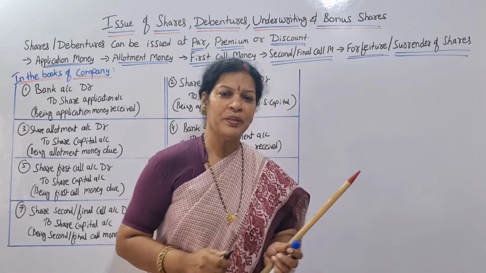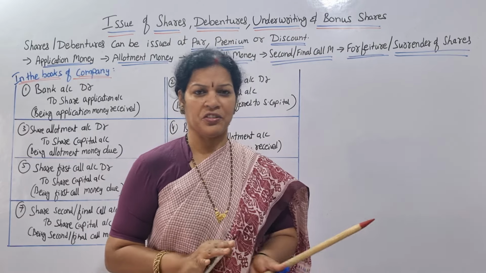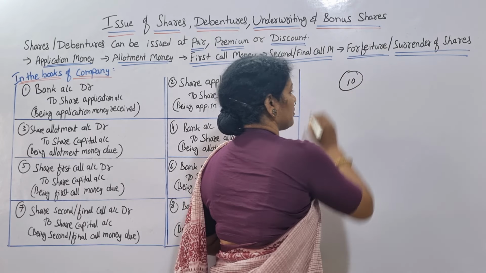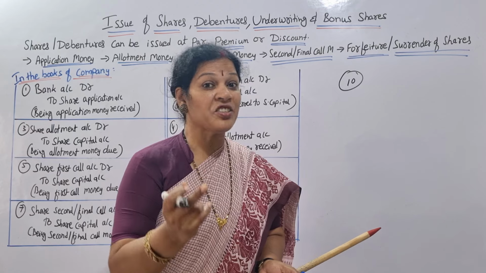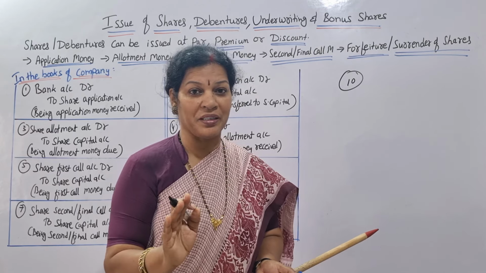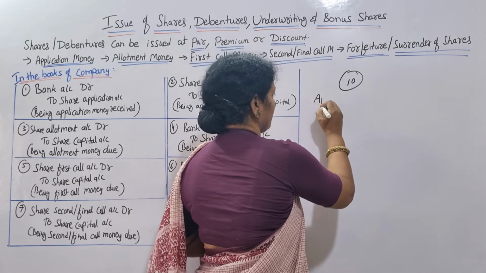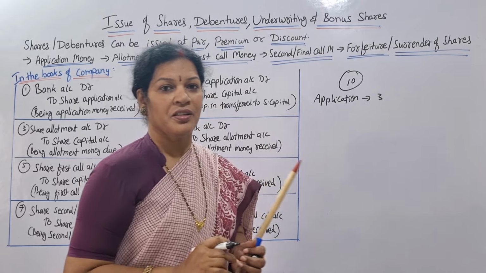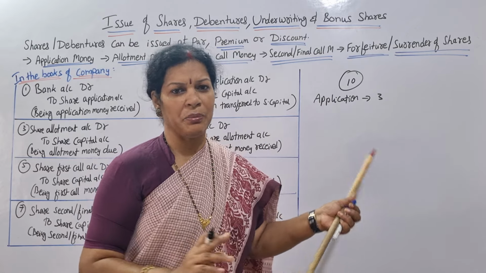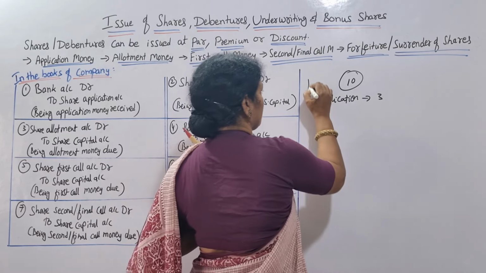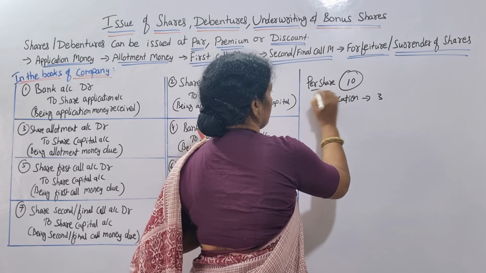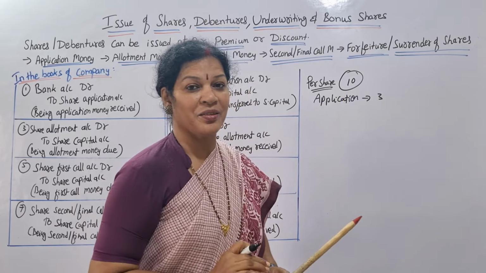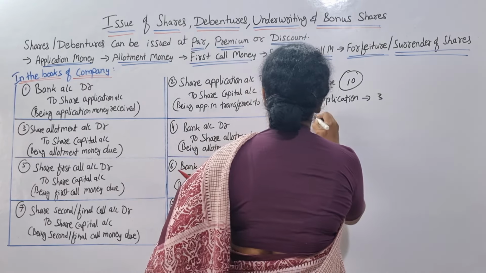For example, a company is issuing shares, preference shares or equity shares, any shares. When the company is issuing shares, what is the price of the share? Suppose it is 10 rupees. Is the shareholder going to pay 10 rupees at a time? No, he will not pay at a time. For example, at the time of application, for buying the application, the shareholder has to pay at least 3 rupees per share. If we are buying 1000 shares or 1 lakh shares, whatever it may be, that is multiplied with 10. Per share is 10 rupees. For buying the application, out of this 10 rupees, you have to pay 3 rupees. Okay? Then after that, what you have to do next is allotment.